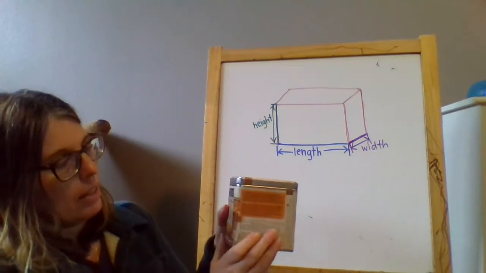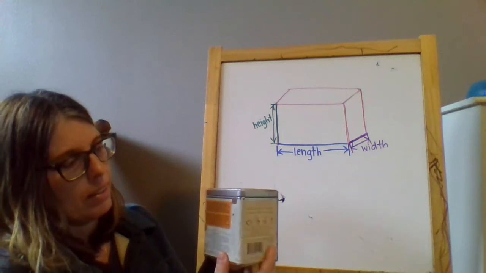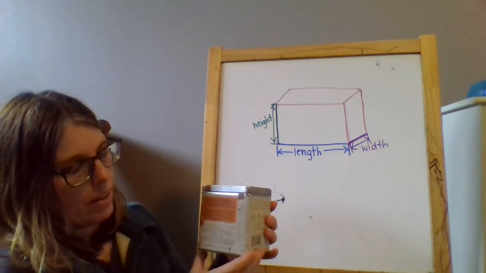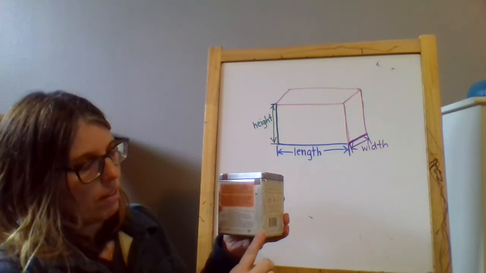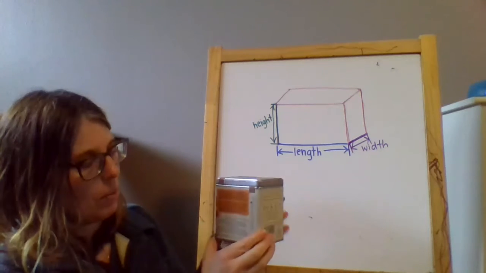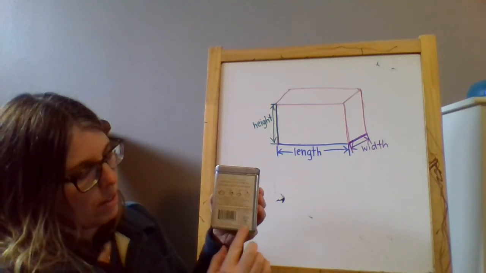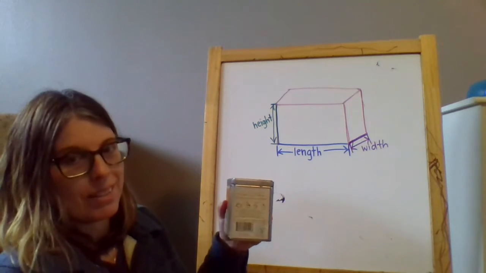This one's kind of heavy. It's filled with coins. Okay, so it looks like this. Okay, so we need to find, what do you think is the length? Okay, where's the height? Height. And the width. There, so length, width, height.